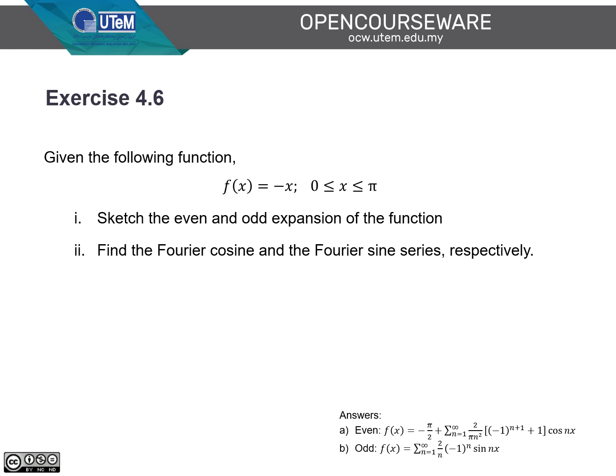In this slide, you are given an exercise question. The function is minus x, where x is from 0 to pi. First question is to sketch the even and odd expansion of the function. And the second question is to find the Fourier cosine and the Fourier sine series respectively. The answers are given so that you can check your answers.